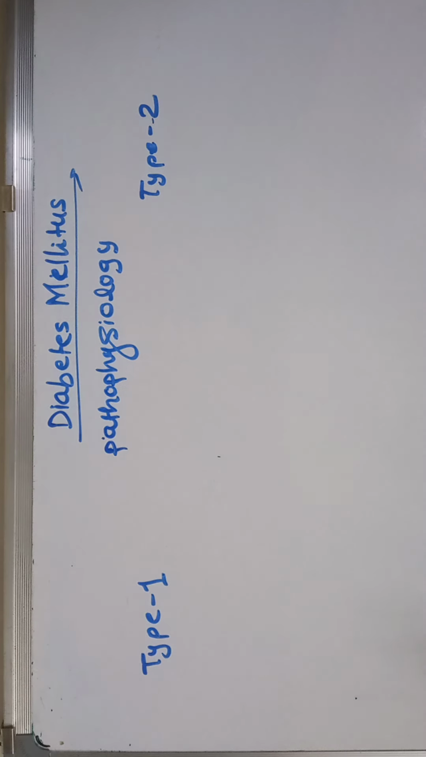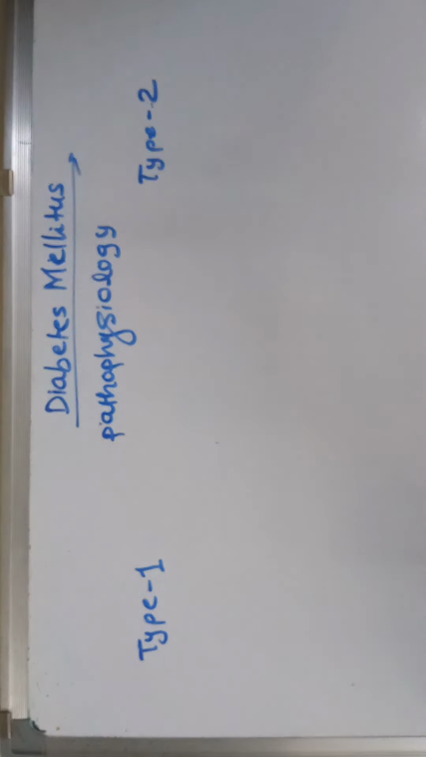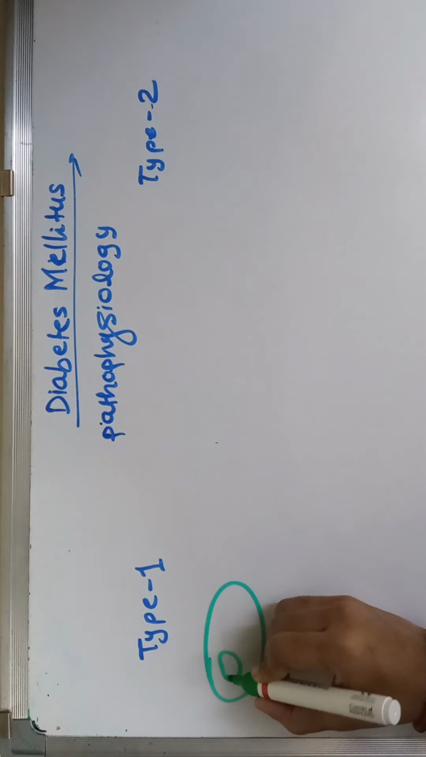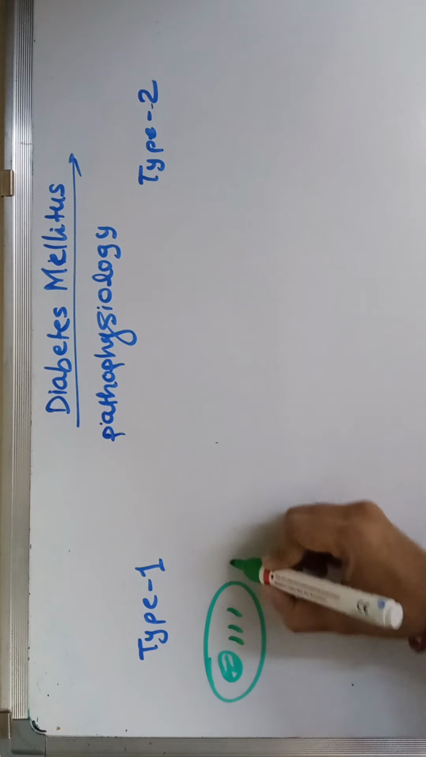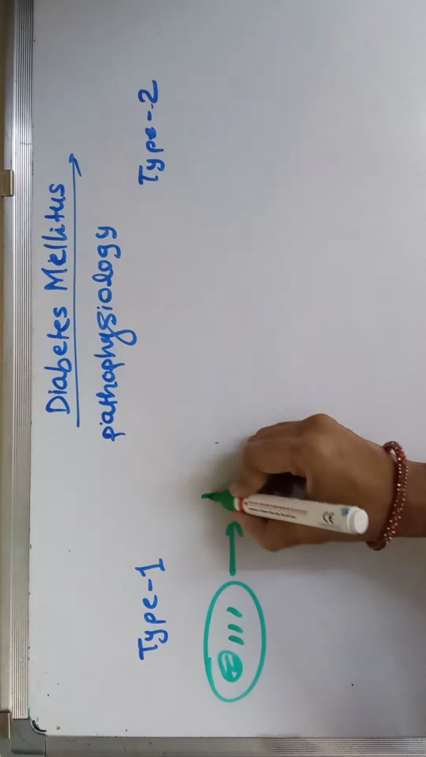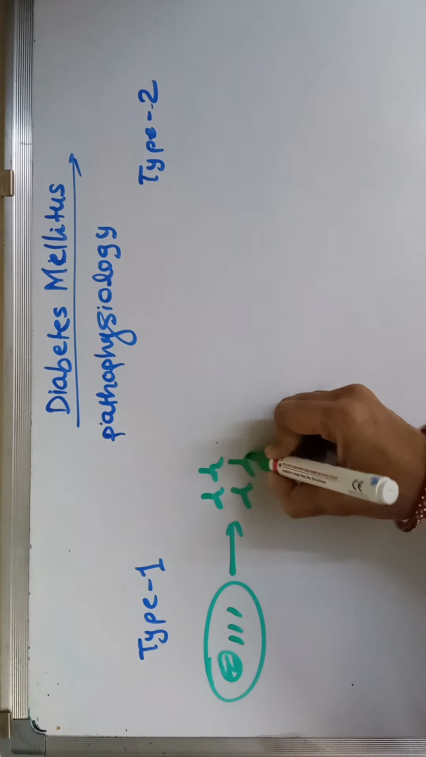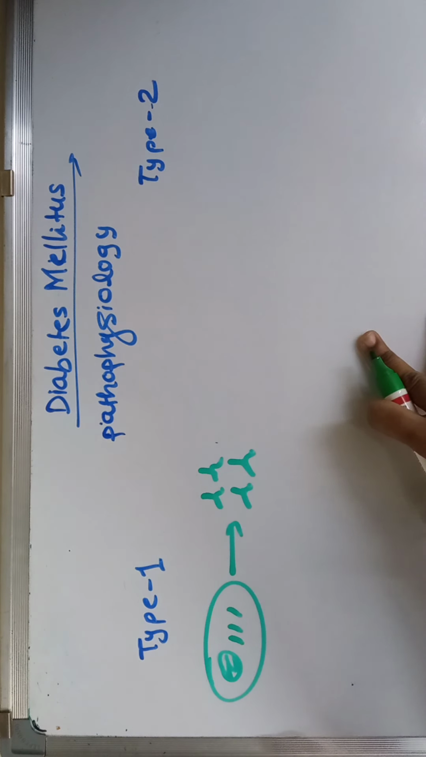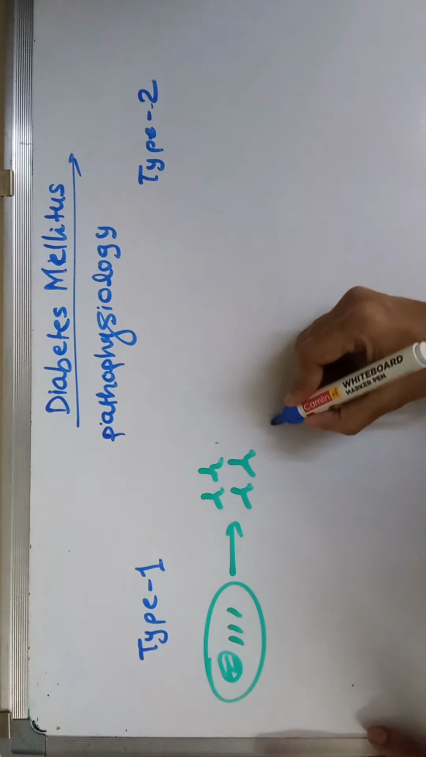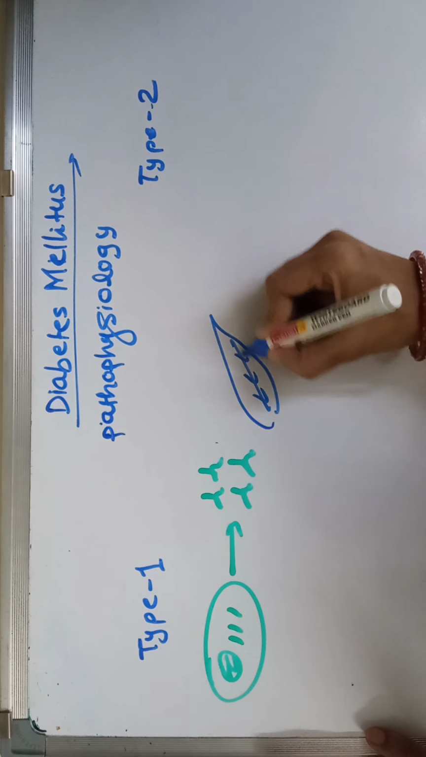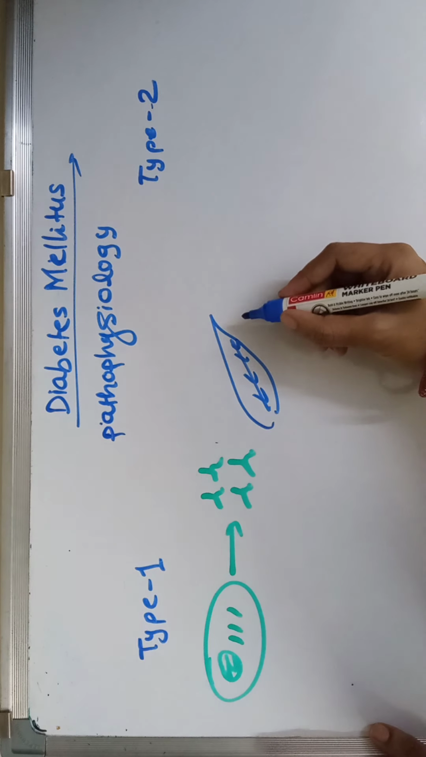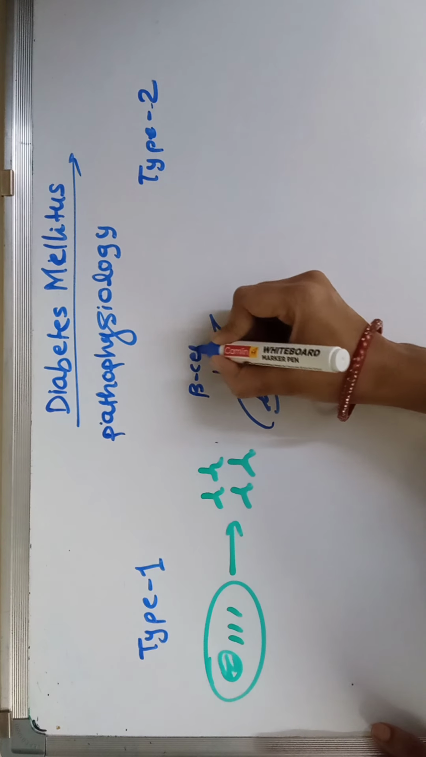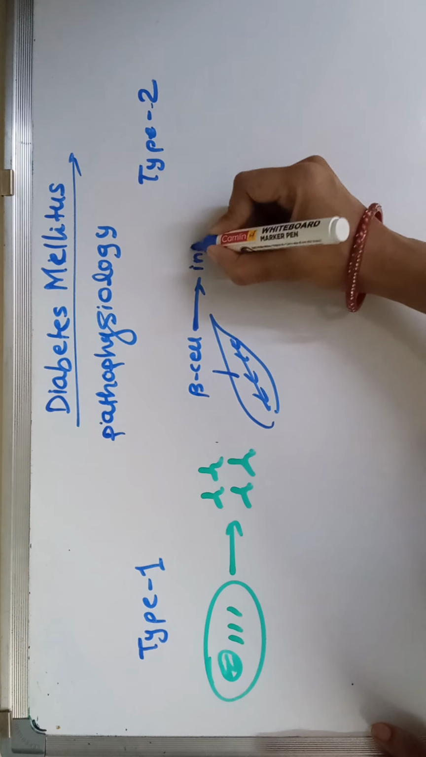In type 1 diabetes, what exactly happens, guys? Let's suppose this is your plasma cell. What do they produce? Antibodies, but the problem is that these antibodies are acting on a cell. Which cell? This is your pancreas. In the pancreas there are islets of Langerhans, which produce insulin. Beta cells, what do they produce? Insulin.